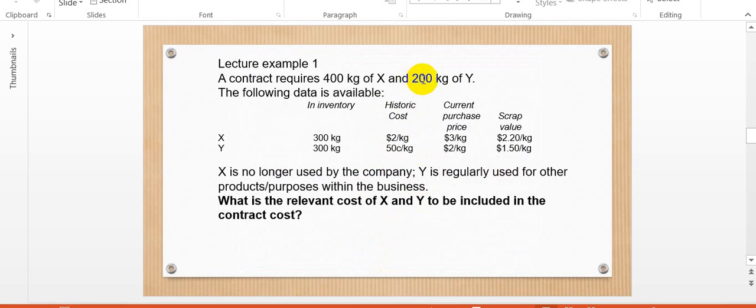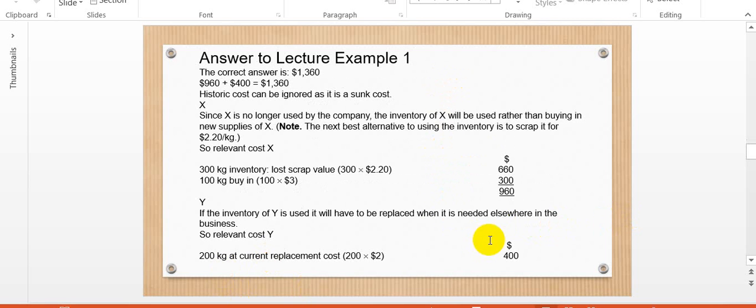So the whole 200 kgs of Y that we need in this project has to be replaced once taken out for this new project. So the current replacement cost, which is $2 per kg, times 200 kgs, our relevant cost will be $400. So you then add the 960 plus the 400 to give you a total relevant cost of $1,360.